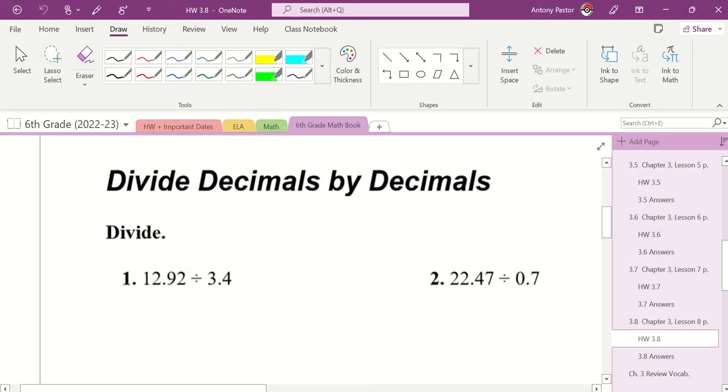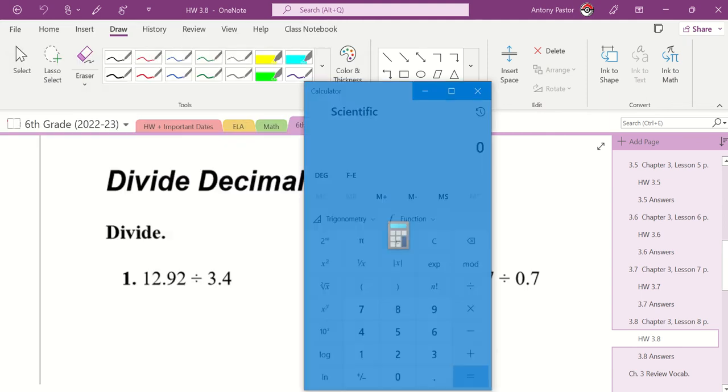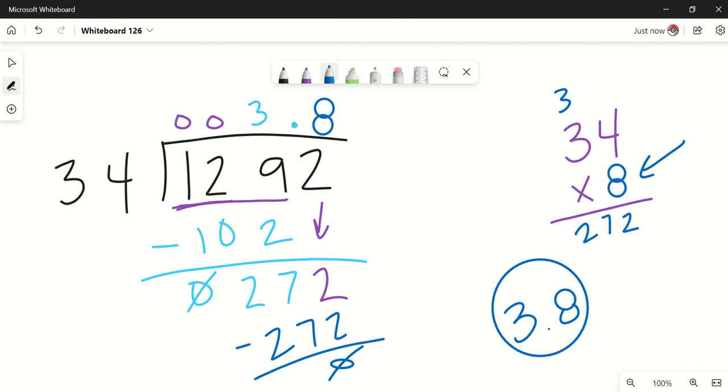Go back to the original question, which was 12.92 divided by 3.4. Plug it in, 12.92, there we go, divided by 3.4 should give me 3.8. And is that the answer we got? It is 3.8.